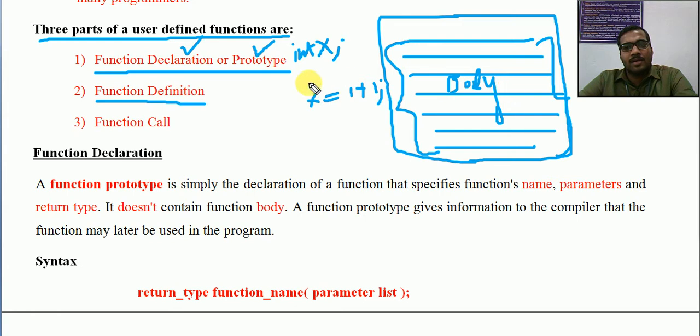So I have declared the function, I have written the body of the function, then comes the function call. I'll just remind you of the working of a fan. There we press the switch, which can be considered a function call. Pressing the switch means I am making a call to the function fan, for example.